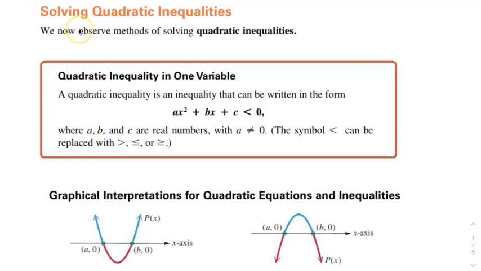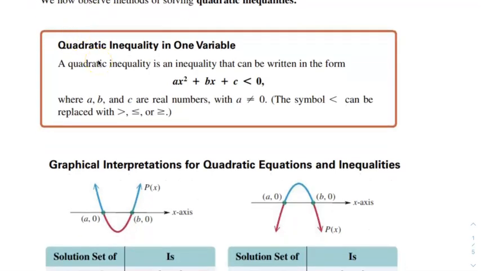Solving quadratic inequalities. So first, what's a quadratic inequality? It's in this form. So it's a normal quadratic equation, but now we're going to have an inequality. It could be less than, it could be greater than, it could be less than or equal to, greater than or equal to. But when you have this, it's a quadratic inequality. And we solve this differently.